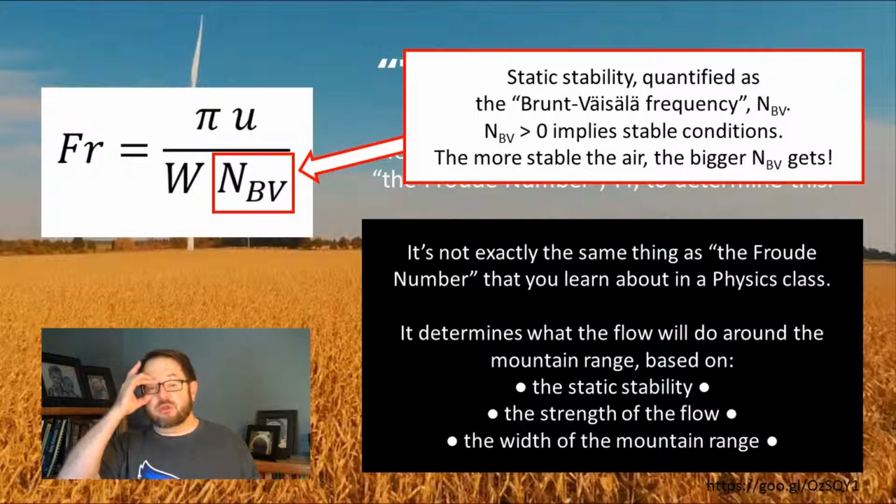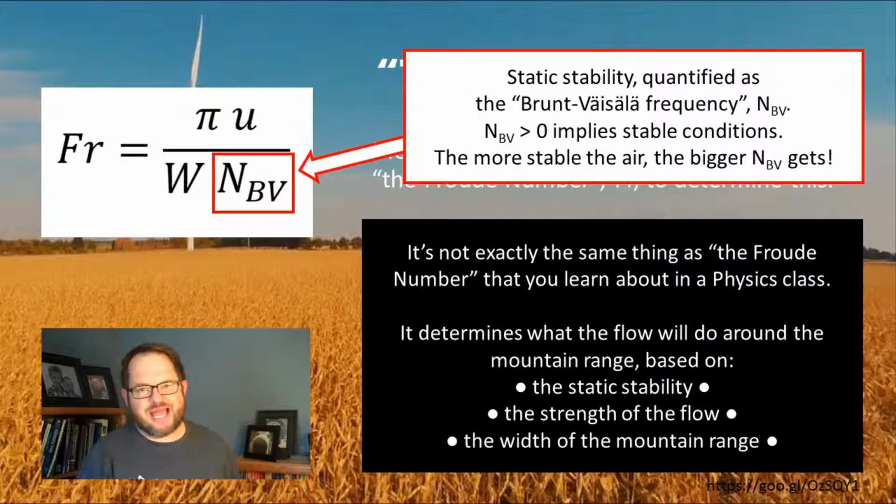Now, as we learned in a previous module, there are a number of ways to quantify the static stability, that is, how hard it is to lift and lower air parcels. We learned about numbers like the environmental lapse rate and so on when we were doing static stability. A more useful way to quantify static stability that we just haven't encountered yet is N_BV, the Brunt-Väisälä frequency.